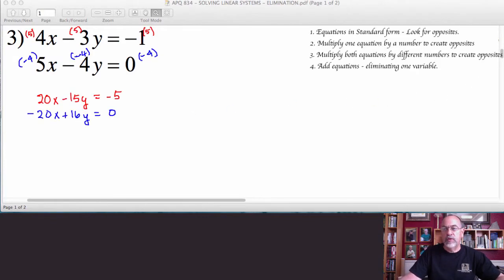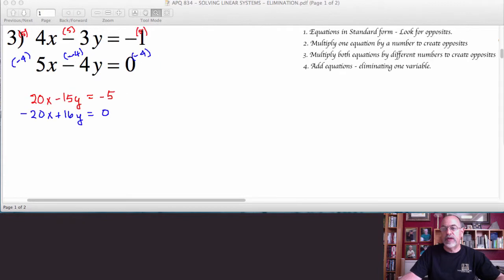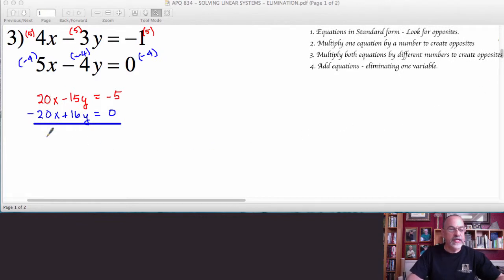So by multiplying by different numbers, I have created my opposites. So we'll go ahead and add these equations together. So the 20x and negative 20x is 0. 16y minus y is a positive y, and then negative 5 and 0 is negative 5. So I have my y value of negative 5.